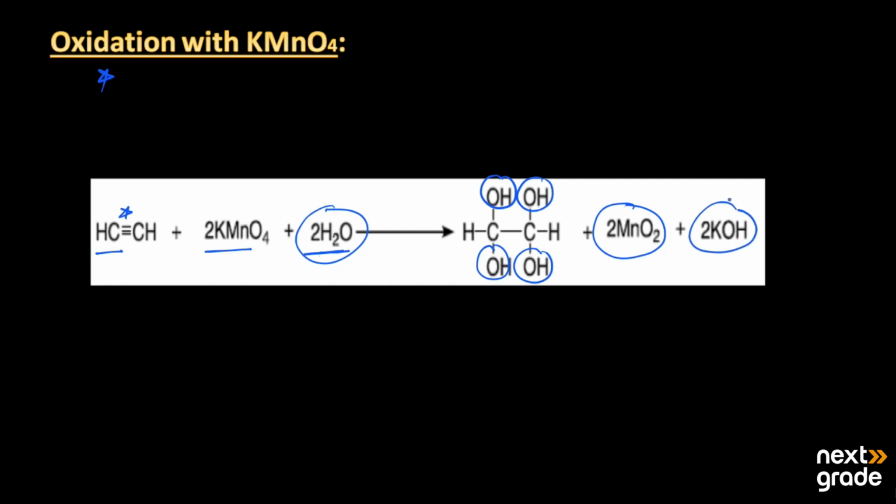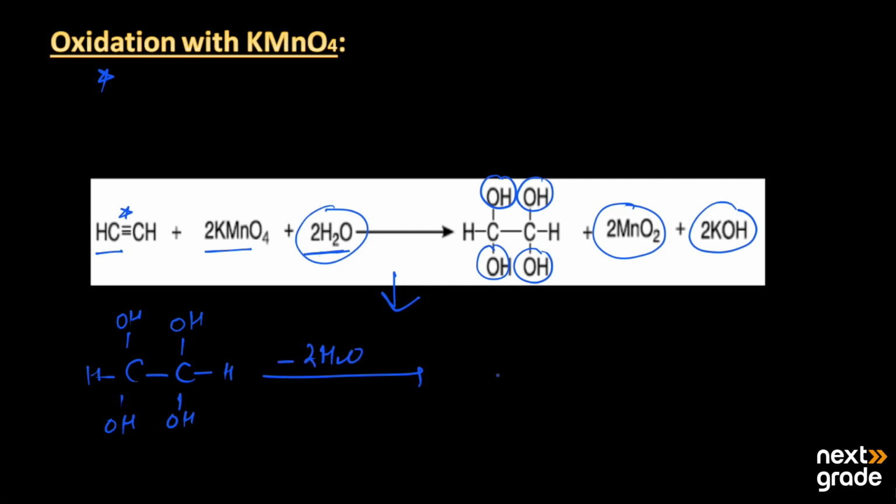So in this process there is the production of an intermediate. So let's have that intermediate. We have the four hydroxyl groups along with the two carbon atoms. When we remove two water molecules, there is the production of glyoxal, with a double bond to O, and this is the glyoxal.